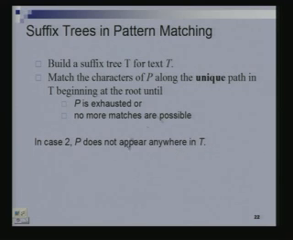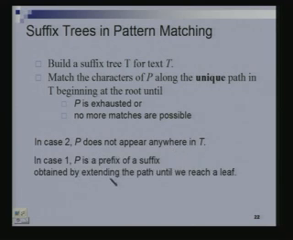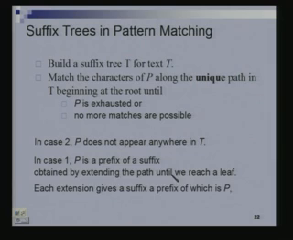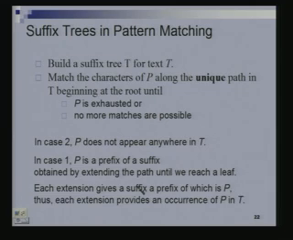In case 1, P is a prefix of a certain suffix, which is obtained by extending the path until we reach a leaf. Each extension gives a suffix. So all the leaves that we can reach from there will tell us the occurrences of the pattern. Each extension provides an occurrence of P in T. So what are the extensions? Basically all the leaves below that.